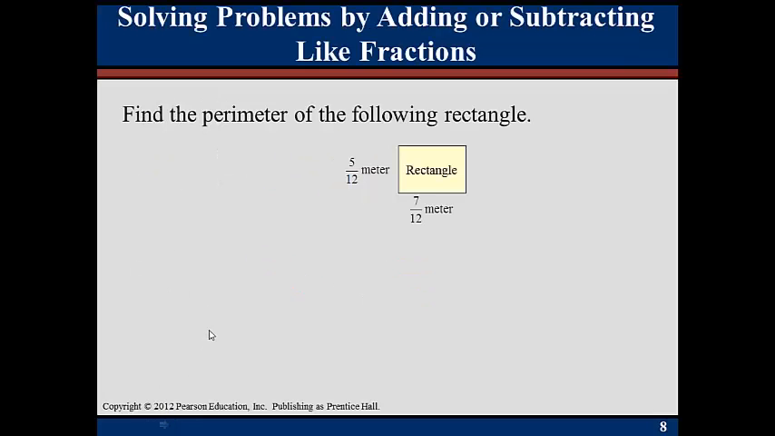Now it says, find the perimeter of the following rectangle. We have a side that is 5/12 and another side which is 7/12. So remember, since it's a rectangle, opposite sides are equal. So this becomes 7/12 and this will be 5/12. And then remember, perimeter means just add up all your sides. So you have 5/12 plus 5/12 plus 7/12 plus 7/12.